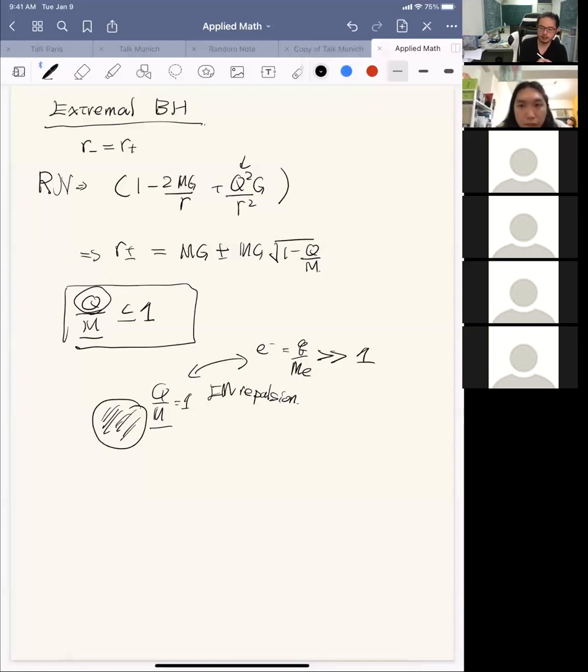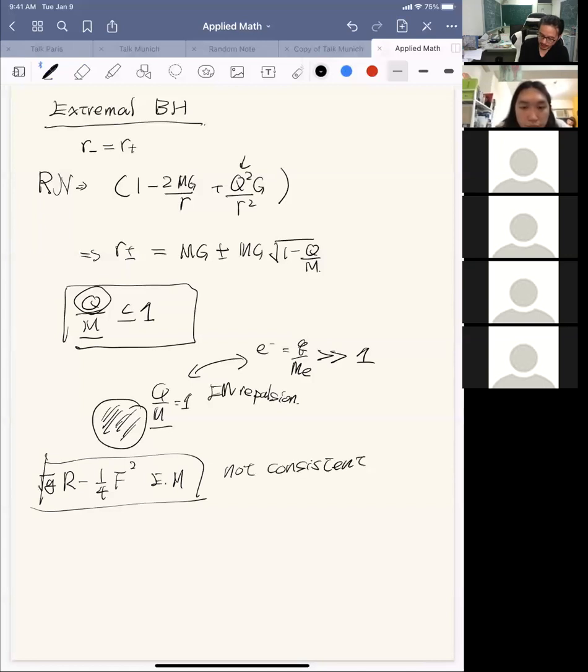the Einstein theory, the action of square root of g times R minus 1/4 F squared, so this is of course the Einstein-Maxwell theory, is basically not consistent quantum mechanically.